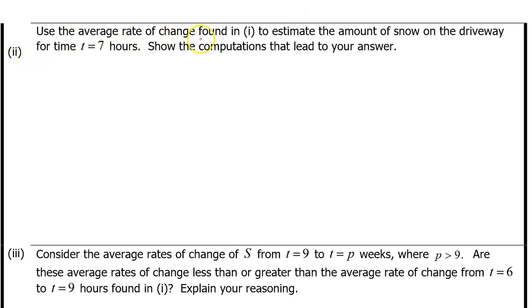B part 2. Use the average rate of change found in part 1 to estimate the amount of snow on the driveway for time t equals 7 hours. Show the computations that lead to your answer.